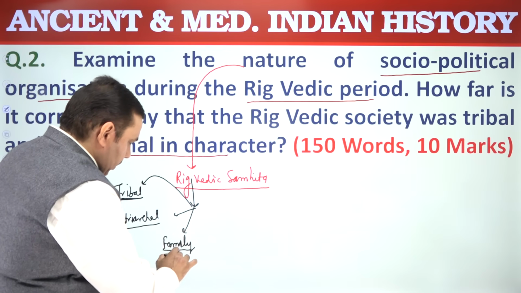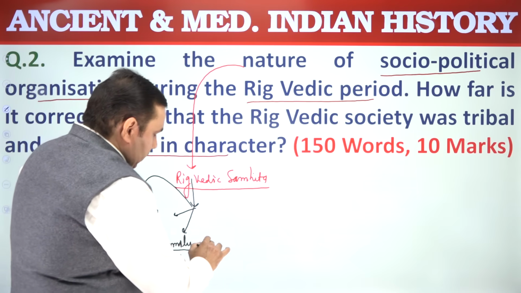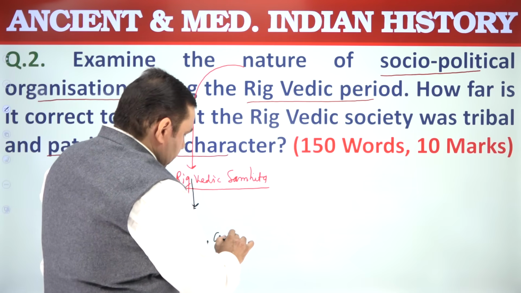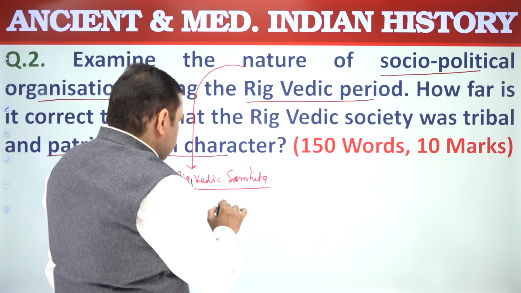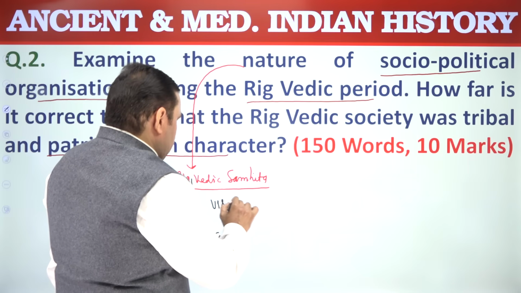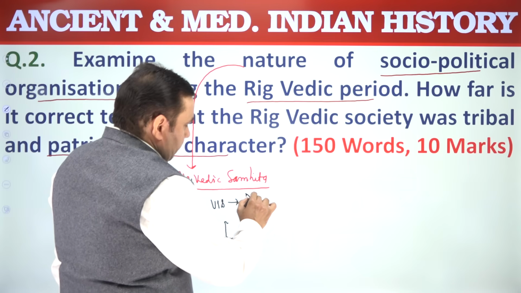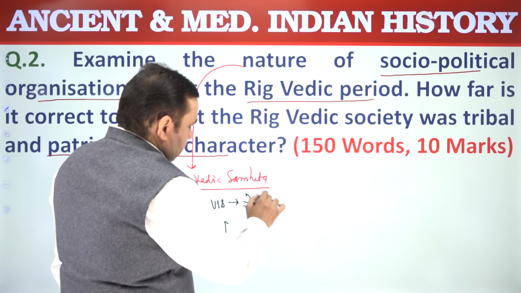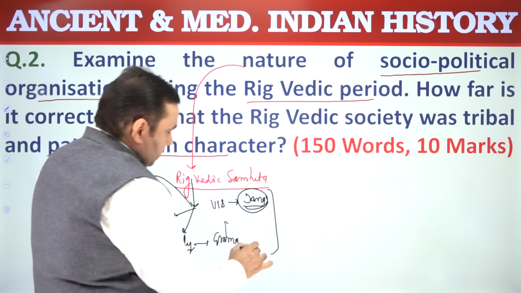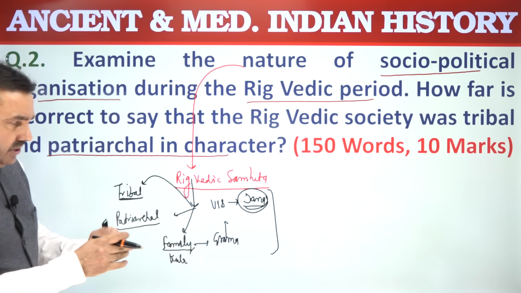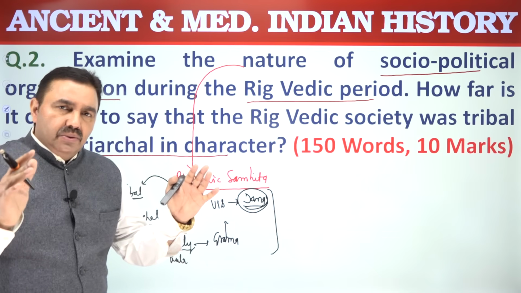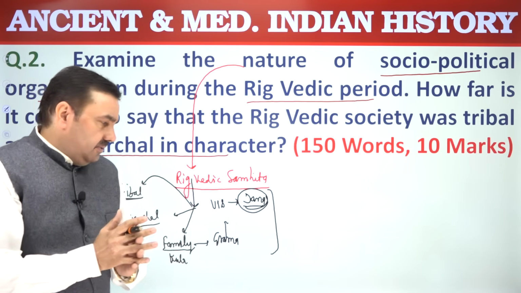Family was the smallest unit and family was patriarchal. Family was known as Kula. Number of Kulas together made a village or grama. Number of gramas made together vis. And Jana was the highest political organization. So this is highest socio-political organization because society and polity were quite closely intermixed in that age.